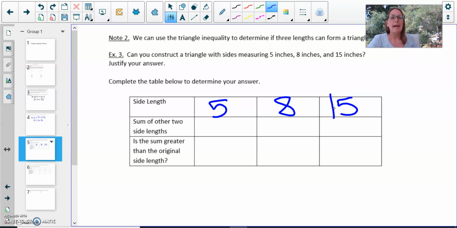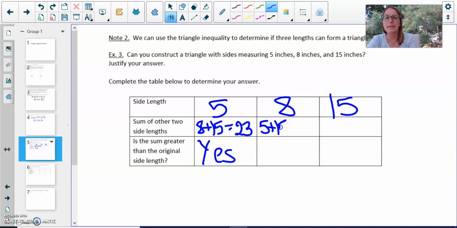If we're looking at the side length of 5, I'm going to add together the other two side lengths. So I'm going to add together 8 plus 15, and that gives me 23. Is 23 bigger than 5? Yes. So far, so good. If I'm looking at a side length of 8, I'm going to add together the other two sides. So I'm adding together 5 and 15. That is 20. 20 is bigger than 8, so the sum is still bigger, which is good.